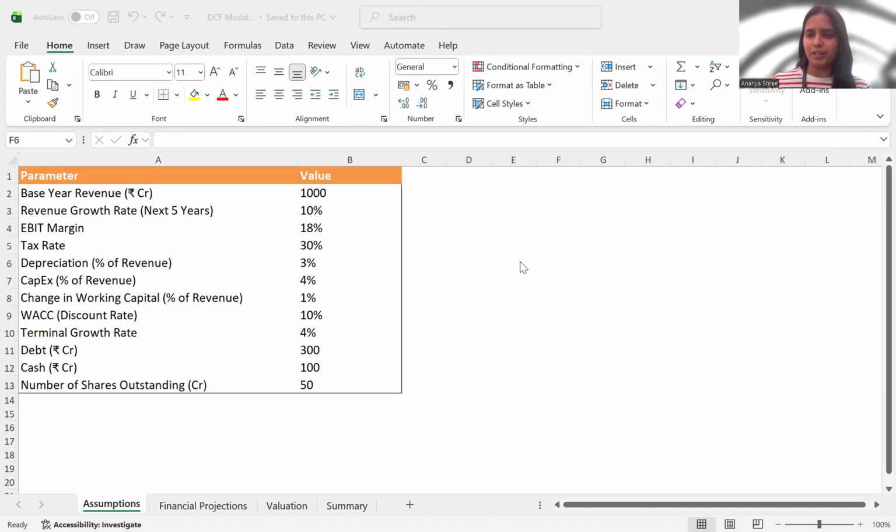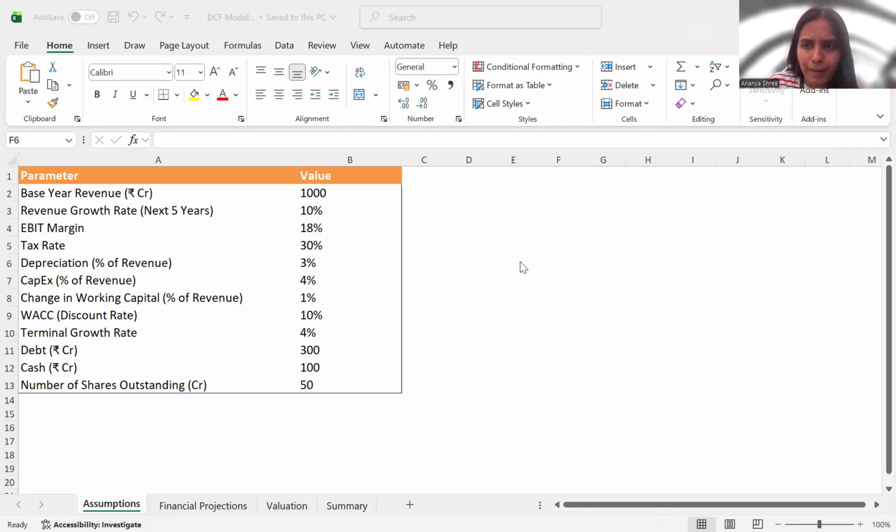Today I am going to build a full DCF valuation live in Excel for Alpha Limited. From the financial projection like revenue, EBIT, depreciation and capex, working capital, all the way to terminal value discounting and getting the intrinsic value per share. So I'll type every formula live so you can follow exactly what I do and replicate this step by step. Let's jump to Excel.